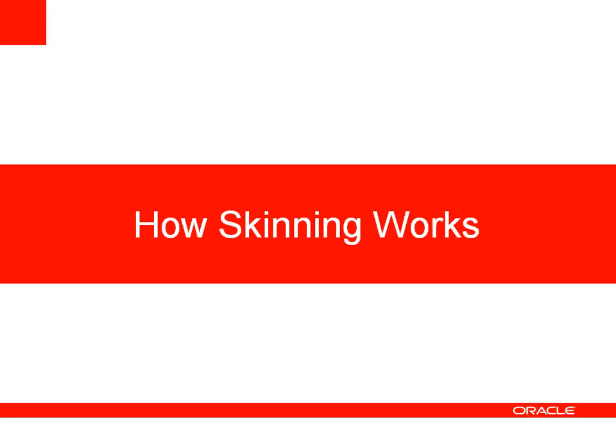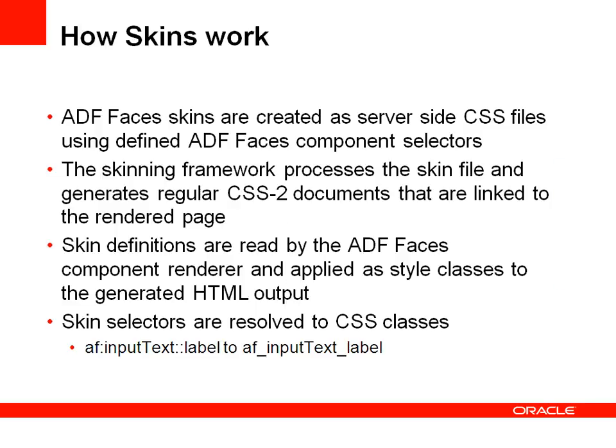Now, skinning, as said, is just a formalized way to use style sheet and to apply style sheet onto ADF faces components. So the component developer knows his or her component the best, so they make sure that specific areas of the component as they get generated in HTML are marked with style classes. And these style classes that we generate at runtime are represented through skin selectors at design time. So, how does skinning work?